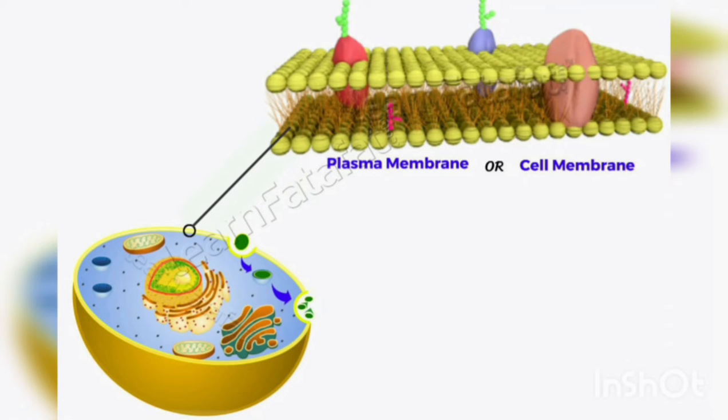The first organelle is the plasma membrane. Plasma membrane is also called the cell membrane. It is the outermost covering of the cell. It allows the entry and exit of material. Therefore, it is called a semi-permeable membrane. It is made up of a lipid bilayer.